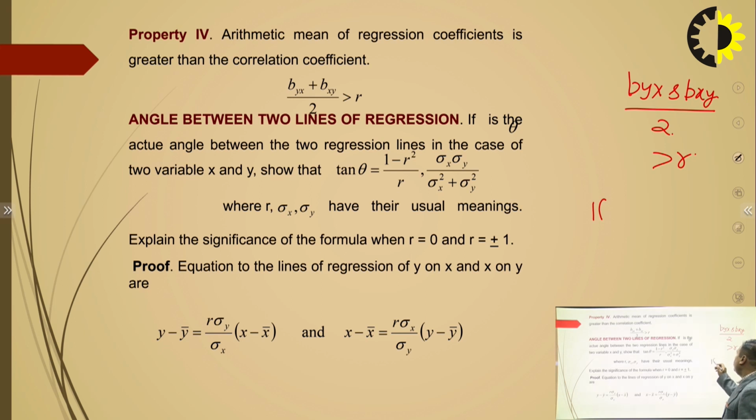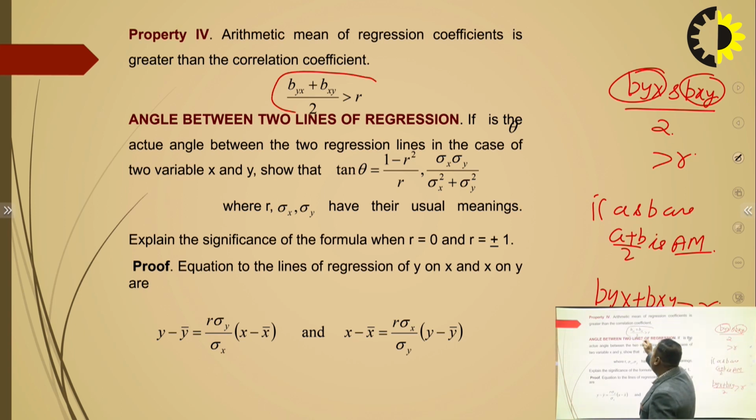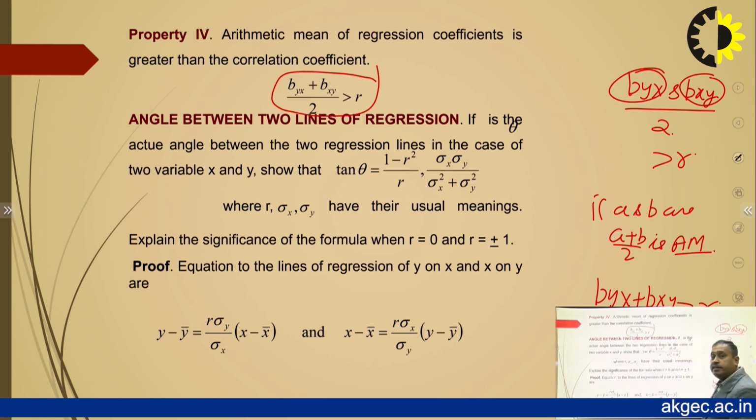Because if a and b are two numbers, then (a + b)/2 is called the arithmetic mean. Therefore, byx and bxy are the regression coefficients, and their arithmetic mean, (byx + bxy)/2, is always greater than r. Therefore, we have the relation (byx + bxy)/2 > r, where r is the coefficient of correlation.